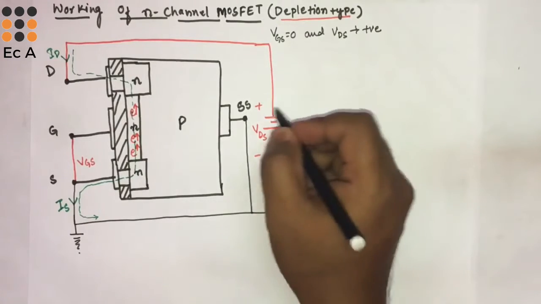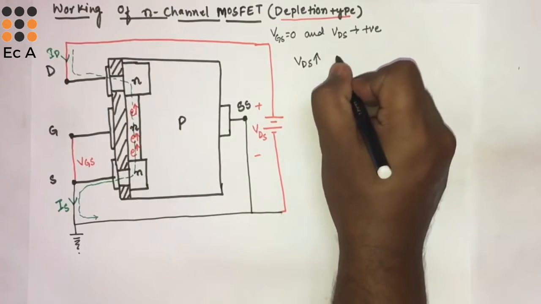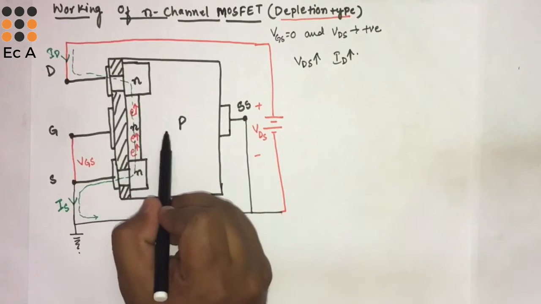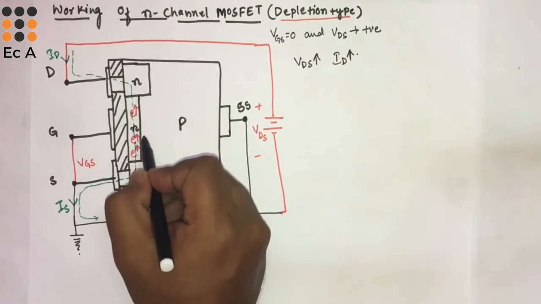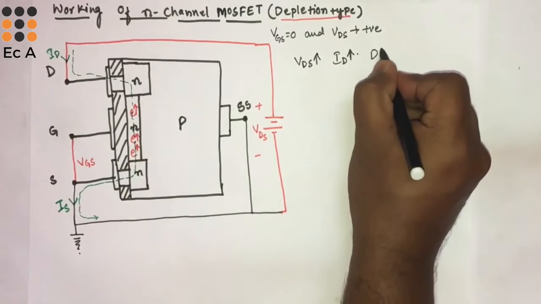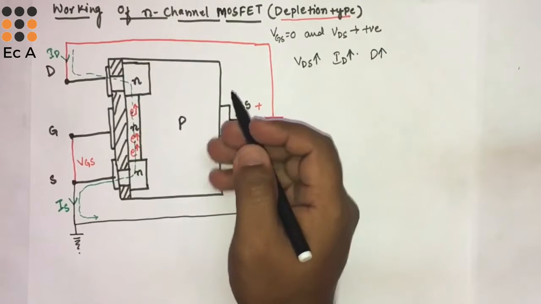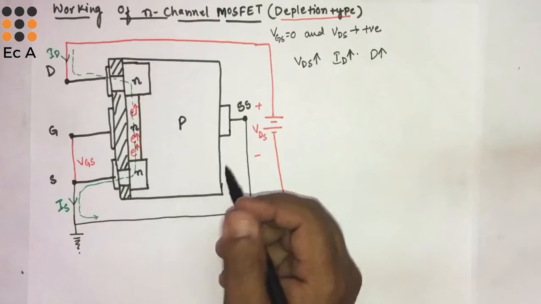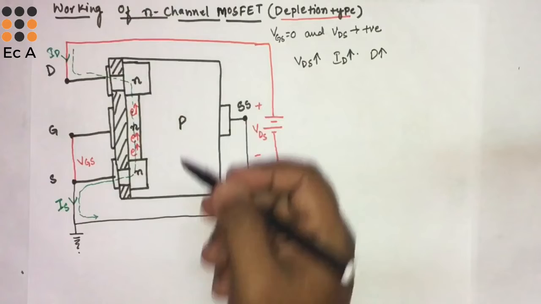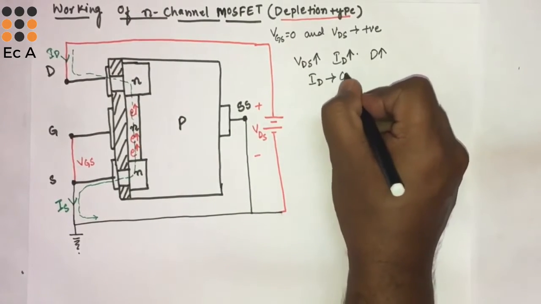As we keep on increasing VDS, the drain current will also increase. Since we have two regions, the N region and the P region, there will be a depletion region between them, and the depletion region will also increase. At some value of VDS, the depletion region will increase in such a way that only a narrow region is left in the channel. Hence the current ID will become constant.